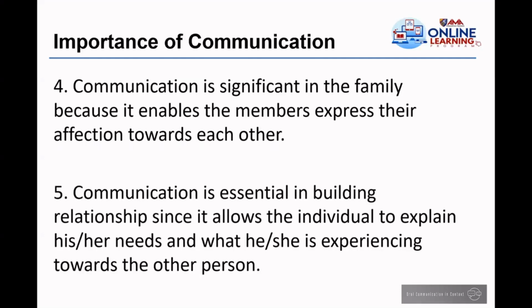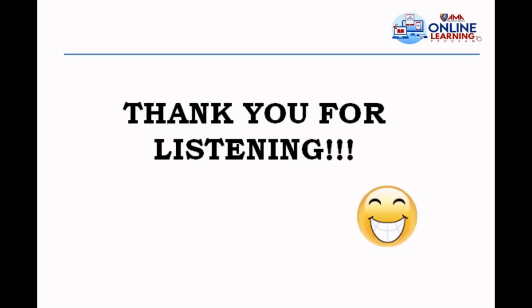Number five, or the fifth importance, communication is essential in building relationship since it allows the individual to explain his or her needs and what he or she is experiencing towards the other person. Okay, if you want to tell the person you love him or her, if you want to explain your side because the person misunderstood you, or if you want to give information about something, you need to use communication also, so that the person will understand your side. Okay, these are the importance of communication to the life of an individual.